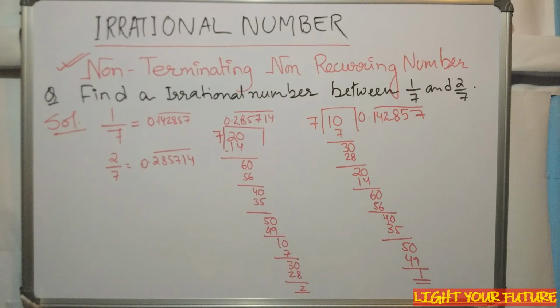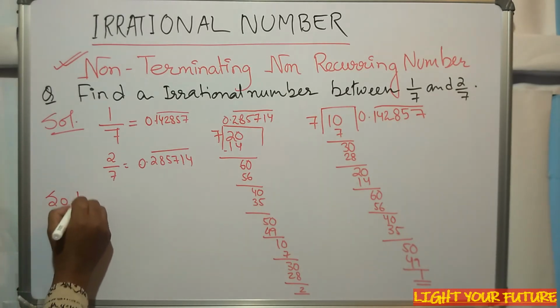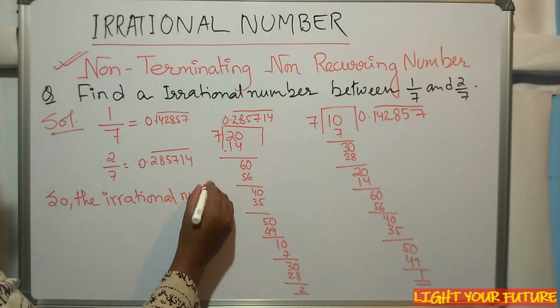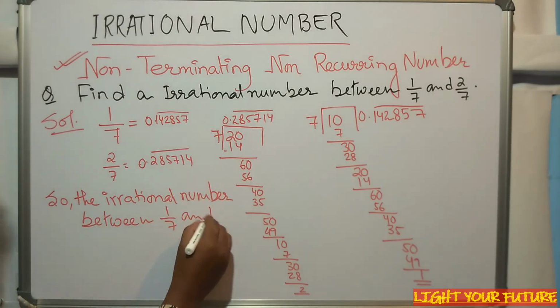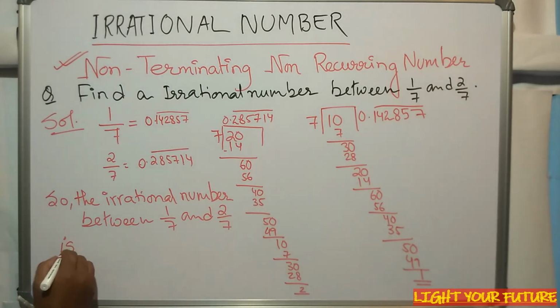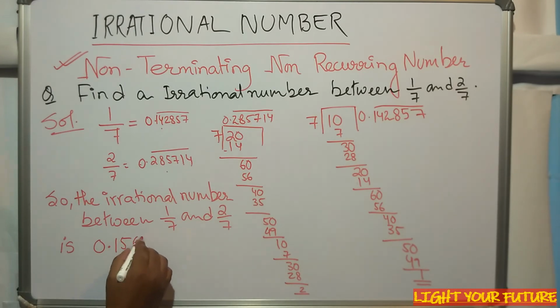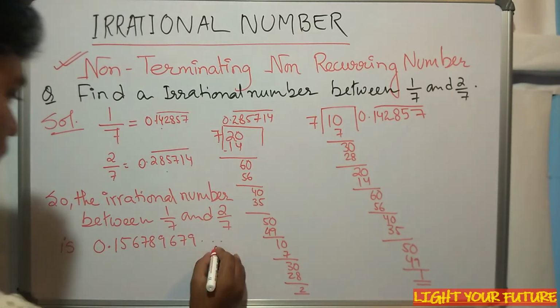In the same way, we will be solving 2 by 7 and we will be getting 0.285714 bar as the answer. So now, the irrational number between 1 by 7 and 2 by 7 is 0.156789 and so on. We can write infinite numbers of irrational numbers between any two numbers.